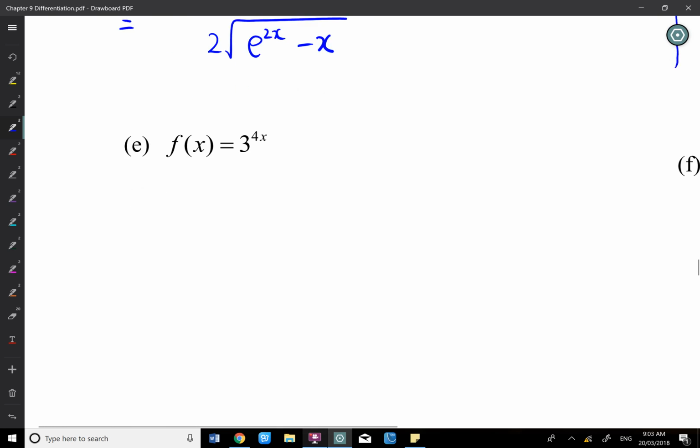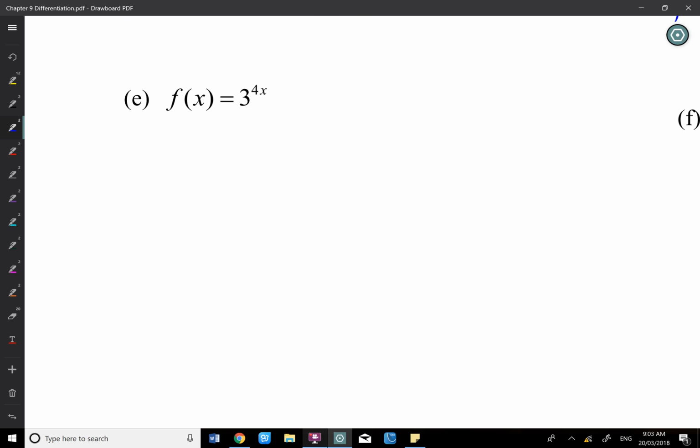Okay, let's look at a special one. This one. What kind of equation is that? Like, what kind of rule is that? It's exponential, right? But we can't derive it directly. We can't say that equals 4 times 3 to the power 4x, because the formula we have can only work for base e. So this is not base e. It is exponential. We need to somehow make it look like base e and then do it.